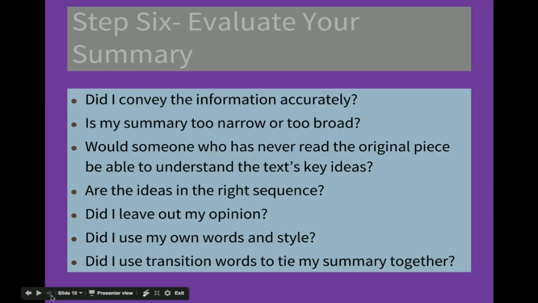Would someone who hasn't read your article before be able to understand what the key ideas were in the text? Are they in the right sequence? Is it ordered and organized? Again, did you leave out your opinion? Did you use your own words and writing style? And did you use those transition words to tie it all together and bring cohesion? So by following these 6 steps, you will be able to write an amazing objective summary.